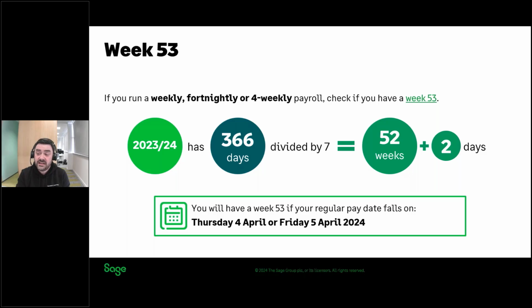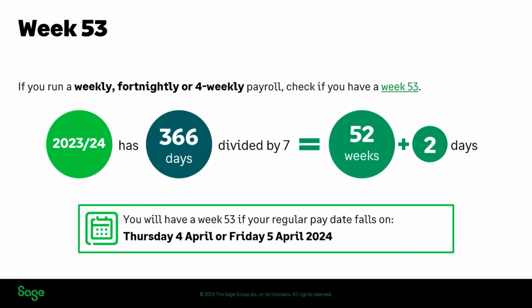If you do pay monthly or your regular pay date doesn't land on those dates, then you will not have a week 53 this year. So we'll move on to step 2, and we're now going to process our last period of the year. So I'm just going to switch my camera off. I'll bring the slides down.